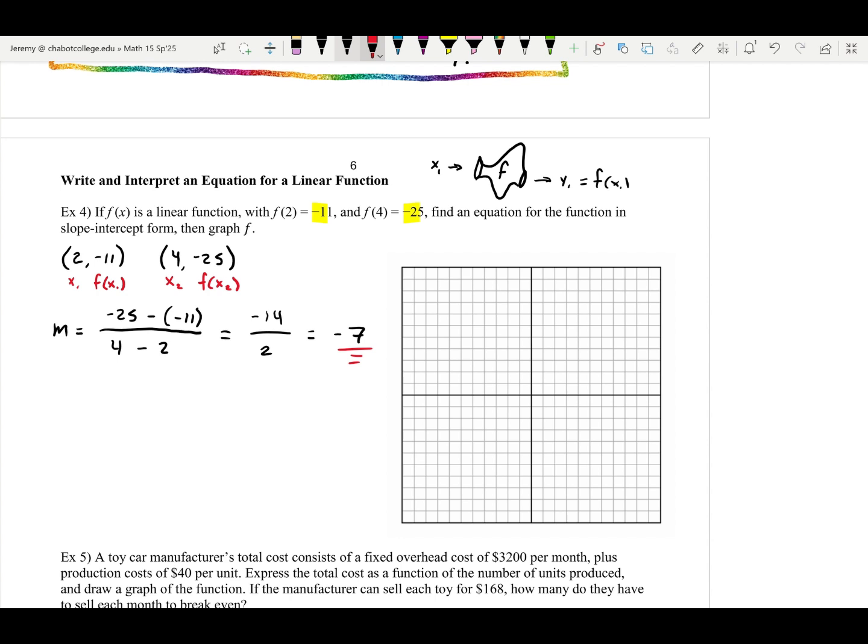Now that I have my slope, I want to come up with the equation. Remember, f of x equals mx plus b. That is our slope-intercept form. So the only thing that we're missing is the y coordinate of the y-intercept, b. There are a few different ways that we can find this, but what we're going to do is find b.